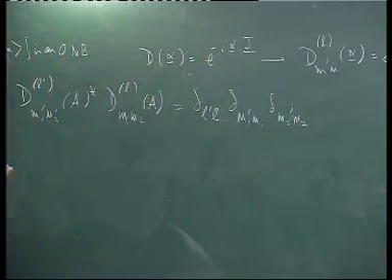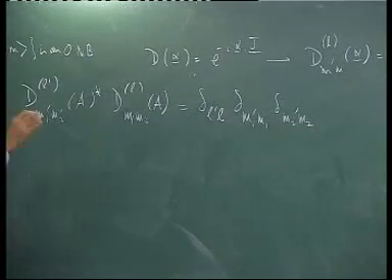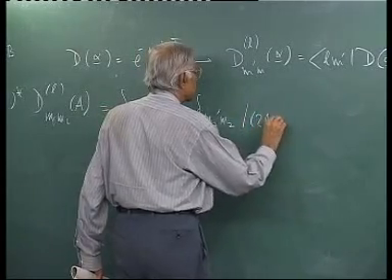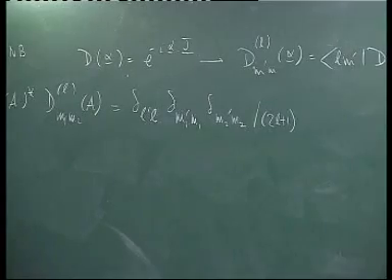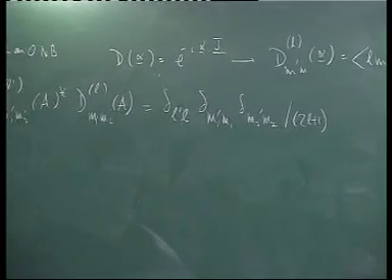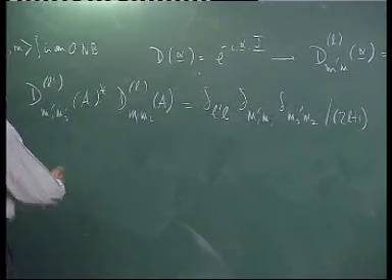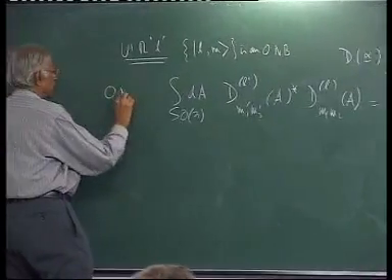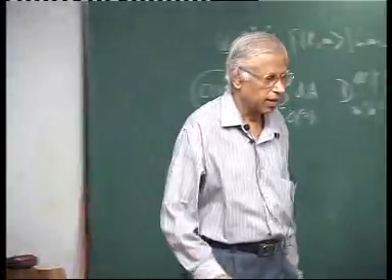If either the rows do not match or the columns do not match, you get 0. They are mutually orthogonal. When everything matches, it is not normalized to unity, the D functions are normalized to 1 over the dimension. So this is the orthonormality property of the representation matrices.